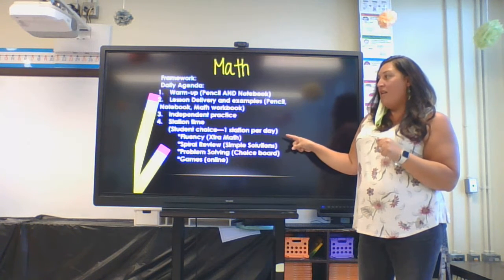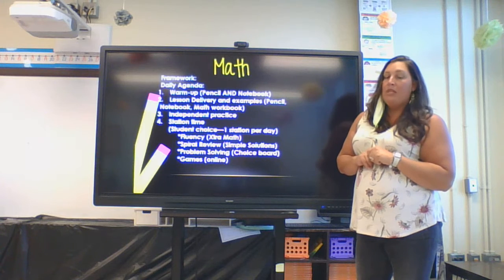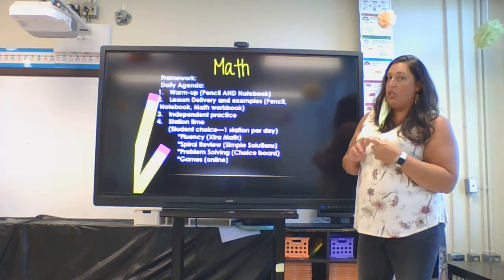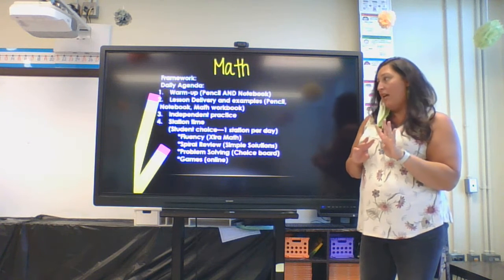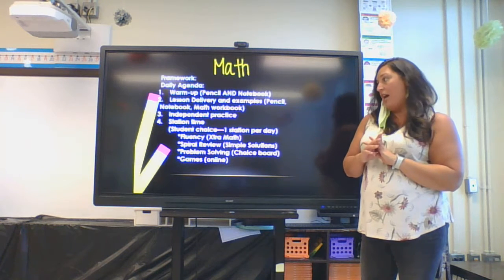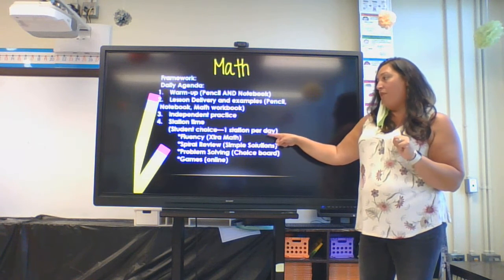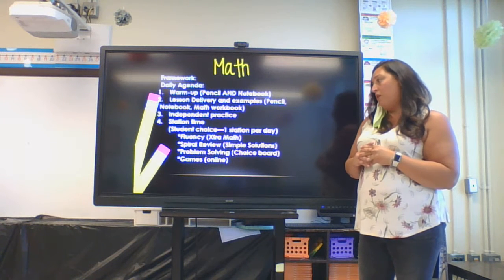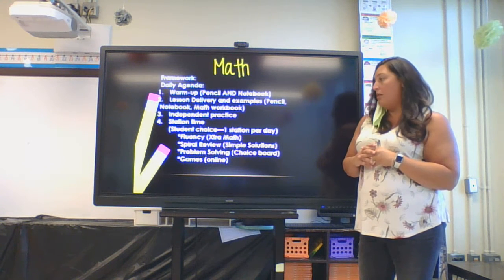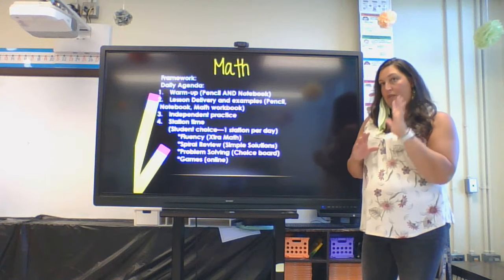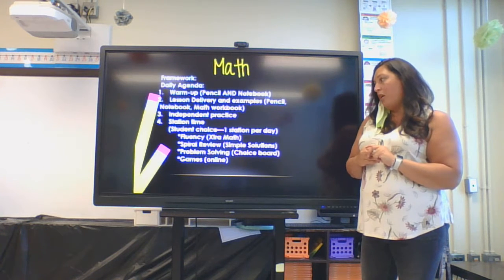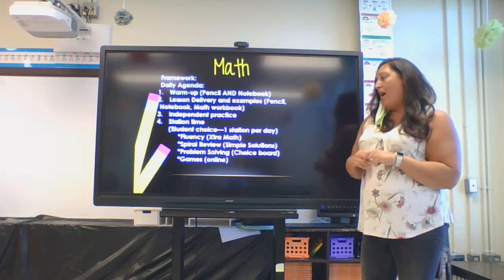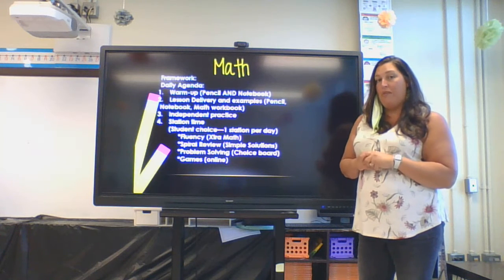Then at the end of class, we'll do station time. We're going to use choice for that. You will have 4 stations to do a week, and you can choose which one you do each day. The choices are fluency, which we'll use extra math, spiral review, which is our simple solutions, problem solving. We have created a choice board for you. You can do 1 a week, and then online games, which we will be providing for you.